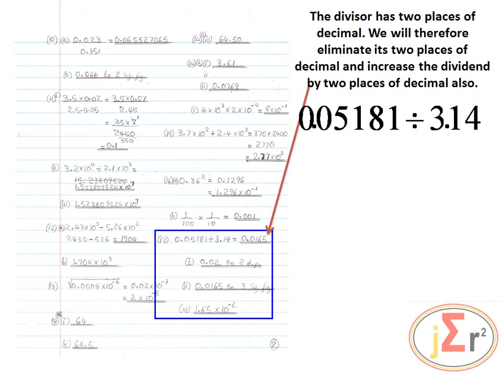The divisor has 2 places of decimal. We will therefore eliminate its 2 places of decimal and increase the dividend by 2 places of decimal also. So in removing from the divisor 2 places of decimal, which is increasing by 2 places of decimal, we will also increase the dividend by 2 places of decimal.